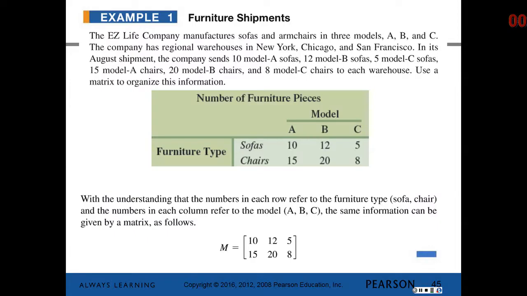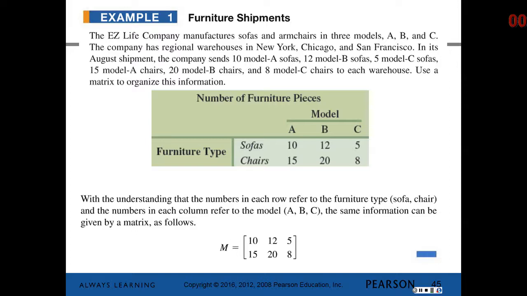So for example, here's a furniture shipping warehouse. The Easy Life Company manufactures sofas and armchairs in 3 models, A, B, and C, and the company has regional warehouses in New York, Chicago, and San Francisco. In its August shipment, the company sends 10 Model A's, 12 Model B's, and 5 Model C sofas, and 15 Model A chairs, 20 Model B chairs, and 8 Model C chairs to each of its warehouses.